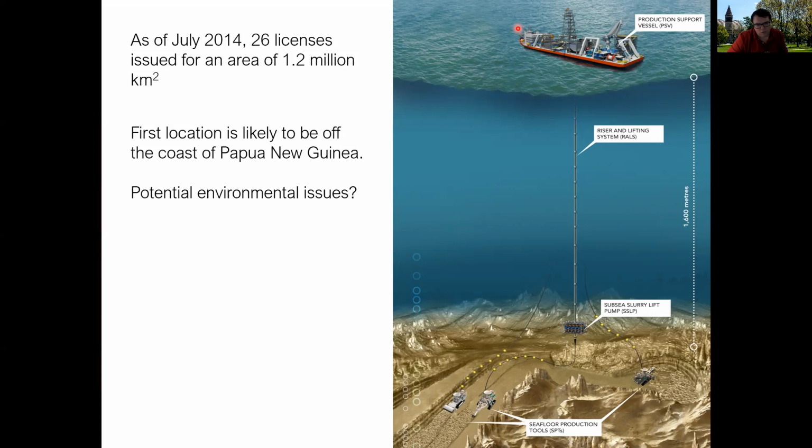I'll leave it to you to think about the potential environmental issues. I'll give you a few examples. One of the most obvious ones is habitat destruction. We're sweeping away millions of years of material that builds up in this area in a blink. It's going to be very much like mountaintop removal. It's not going to be very likely to be restored.